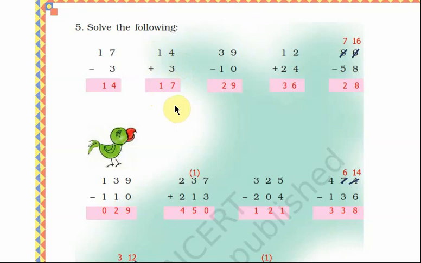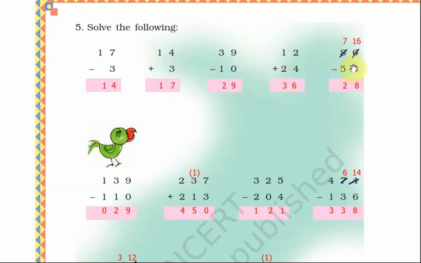Now the next question is 39 minus 10. Starting from the ones place, 9 minus 0 is 9, and 3 minus 1. How much is 3 minus 1? 3 minus 1 is 2. So 39 minus 10 will give you the answer 29. Next question is 12 plus 24. So first in the ones place it is 2 plus 4. 2 plus 4 is 6. Then moving on to the tens place, 1 plus 2. 1 plus 2 is how much? 3. So the answer is 36. Otherwise 12 plus 24 will give you 36.